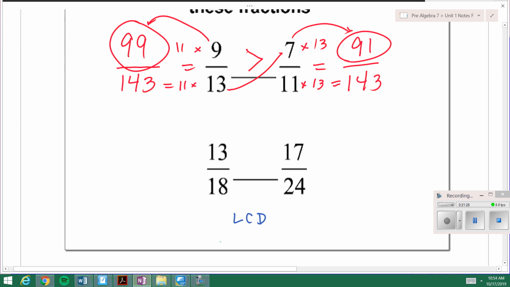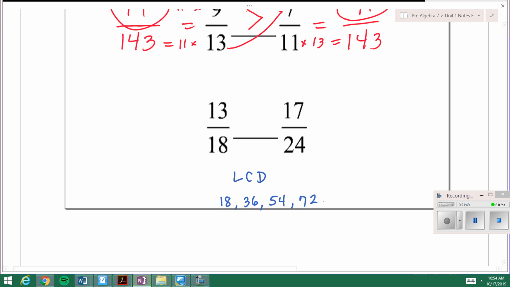Well, I know what it is, but if you'd have to think about the multiples of 18. 18 times 2 is 36, and then 18 times 3 is 54, and then times 4 is 72, okay? And then 18 times 5 is 90, etc. Multiples go on forever. My multiples of 24 are 24, 48, 72, 96, etc.